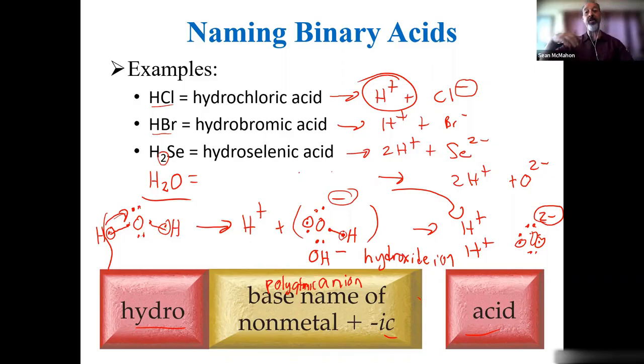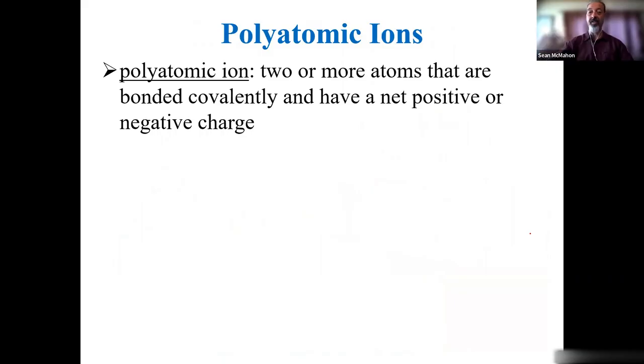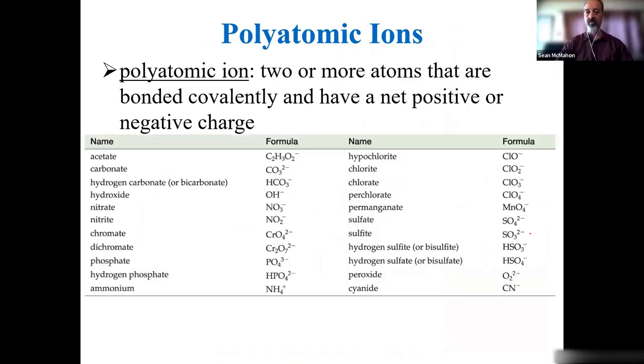So that brings me to now. This lecture: polyatomic ions, 2 or more atoms that are bonded covalently and have either a net positive or negative charge. The negative is more common, but there are some cases with a positive. So here's a table in your book. It says, okay, these are some, and I know a lot of you are going, whoa, that's a lot.